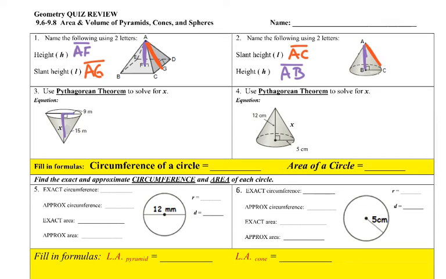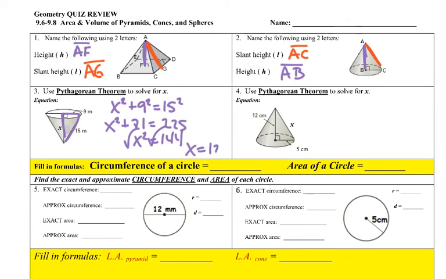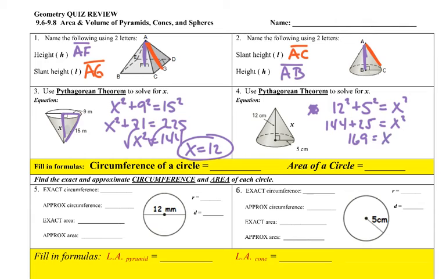Pythagorean theorem to solve in our right triangle is going to be x squared plus 9 squared equals 15 squared. And of course we've done this so many times. X squared is 144 and the square root of 144 is 12. Here similarly we have 12 squared plus 5 squared equals x squared. That slant height is the hypotenuse. And this is another Pythagorean triple.